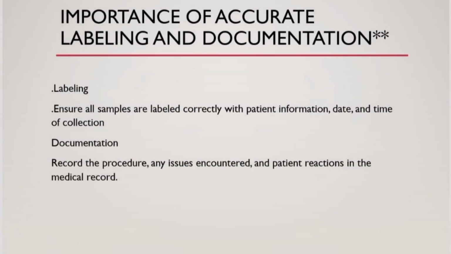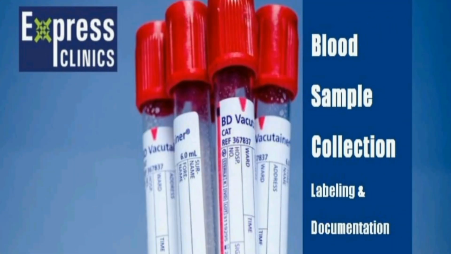Okay, the last one is labeling and documentation. Now if you take the blood in a tube or in a container, then on that container, with a permanent marker, you have to label it with the information of the patient, with the date and time. Okay, as you can see in this picture, it's the same thing that was discussed in the previous one.